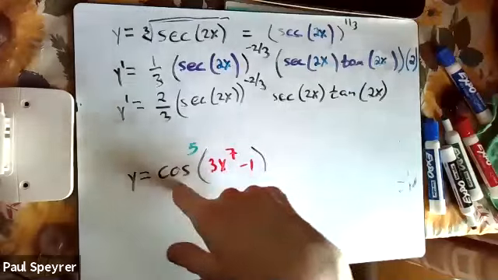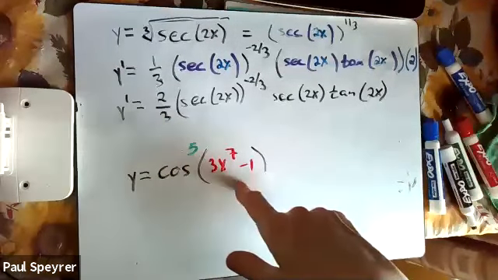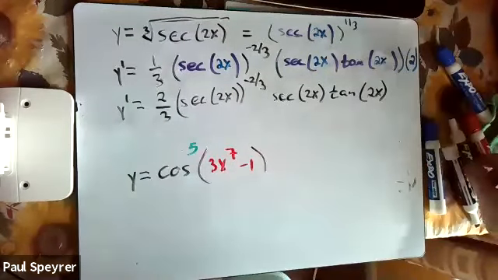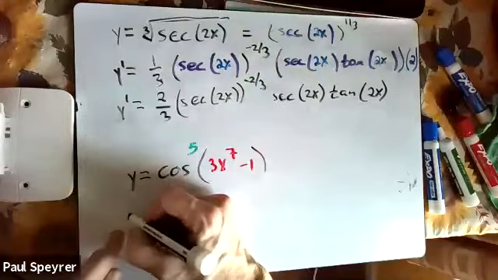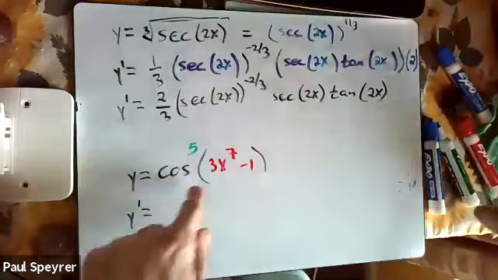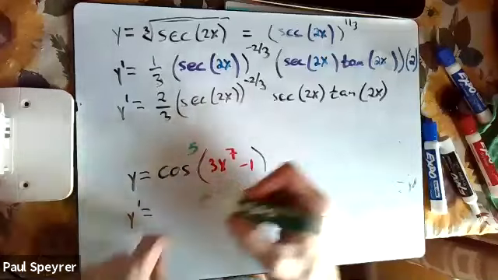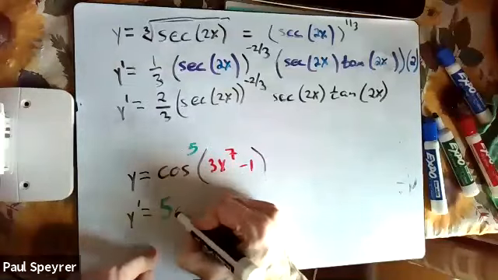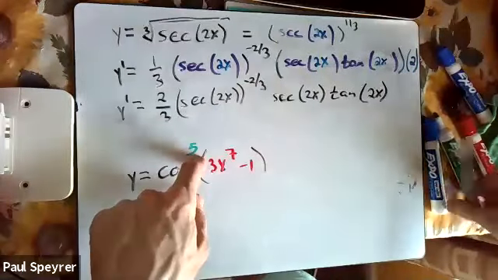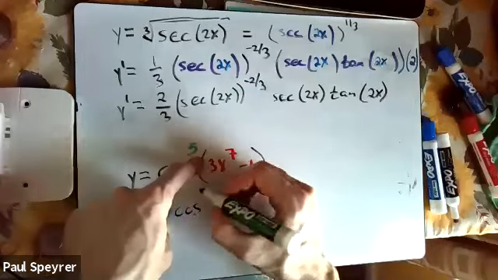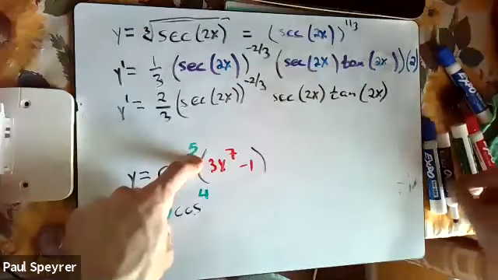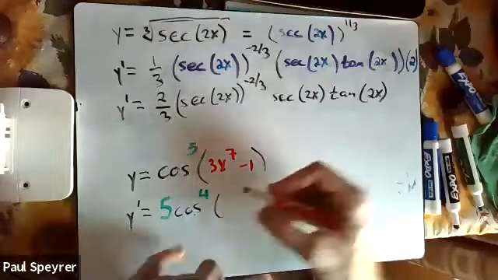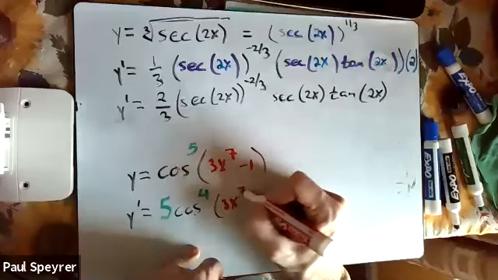Where do you start? The cosine, the exponent 5, or this 3x to the 7th minus 1? What's the outermost piece? It's the green. So we need to do that first. So y prime is equal to, if we derive the outside first, that's the power rule. So it's 5, and this is still cosine right here. But with this power rule, we're doing 5 minus 1, this becomes a 4. Everything else is still the same. The cosine's still there. This is still 3x to the 7th minus 1.